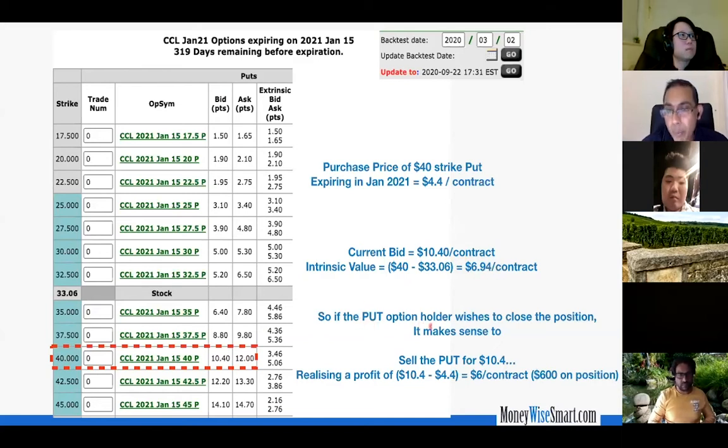So if the put option holder wishes to close the position, it would just make sense for the person to sell the option at market, because by selling, the person will get much higher than what the intrinsic value is. So to sell the put at $10.40, the holder will realize a profit of $10.40 minus $4.40, that is $6 per contract, or $600 on the entire position.